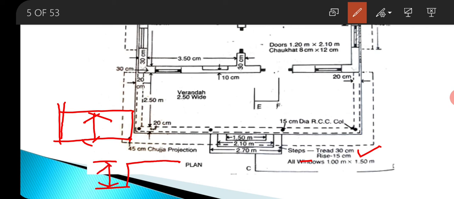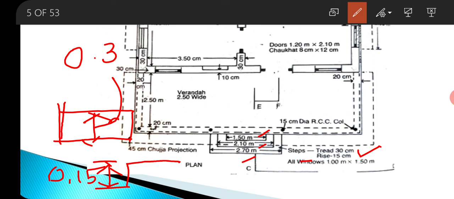So here this is given as 30 centimeter or 0.3 meter. So this is the tread and this is the rise. So rise is given as 0.15 meter. So you can see the tread in the plan and you can see the rise in the elevation. So now we will go for calculation of steps. You can see there are 3 different steps. First one is of length 2.7, second one is of length 2.1, third one is of length 1.5.